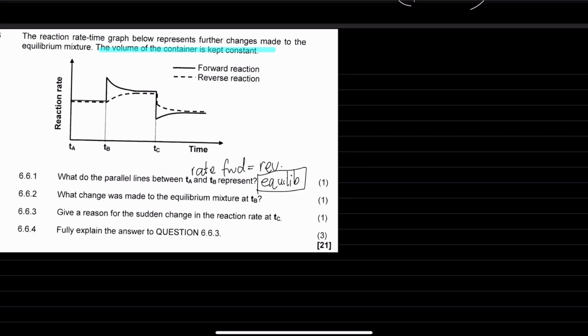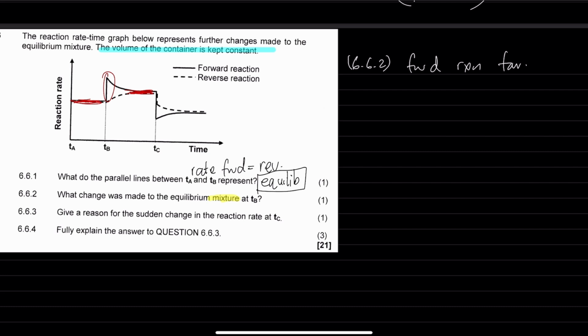Right, so question 6.6.2 reads, what change was made to the equilibrium mixture? So they're asking about the mixture at TB. So when they speak about the mixture, something would have increased or something would have decreased. Now, we can clearly see from our graph that both rates increased, right? But the forward increased more, which tells us, so 6.6.2, that the forward reaction was favored.